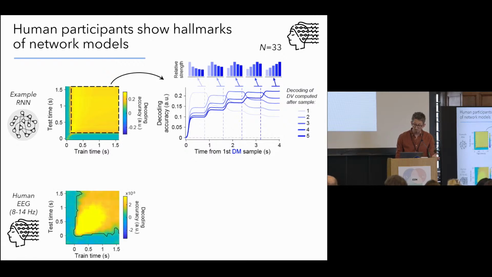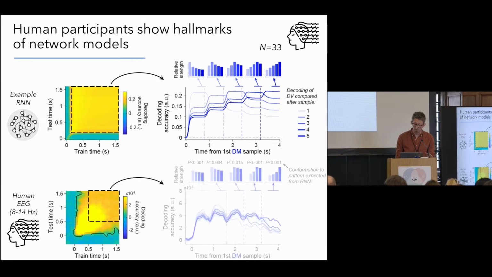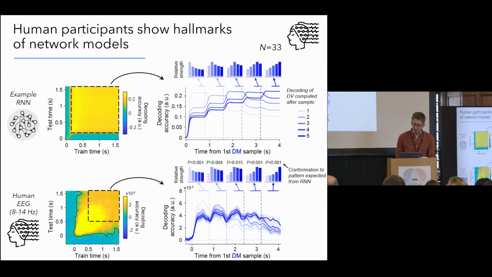And indeed, we found broadly similar signatures, both in terms of temporal generalization of the code during working memory delays, and also a generalization of that code across tasks to represent evolving decision variables on the integration task. It is worth noting here that there are some deviations between RNN and EEG.